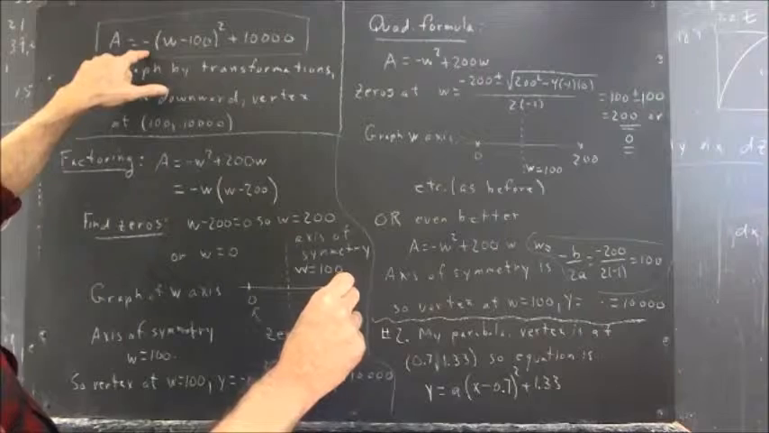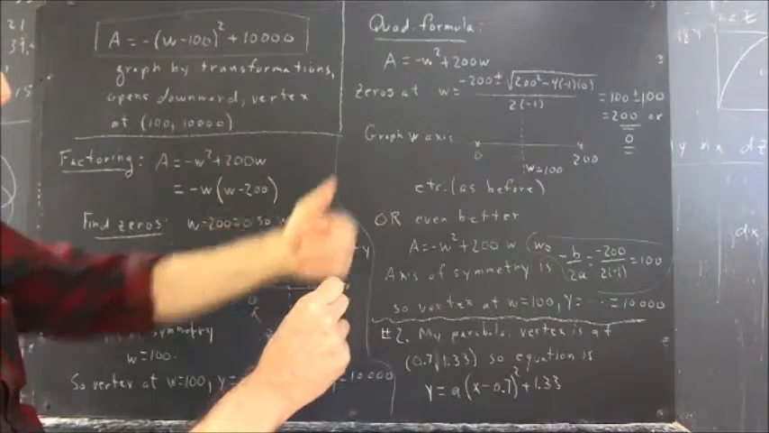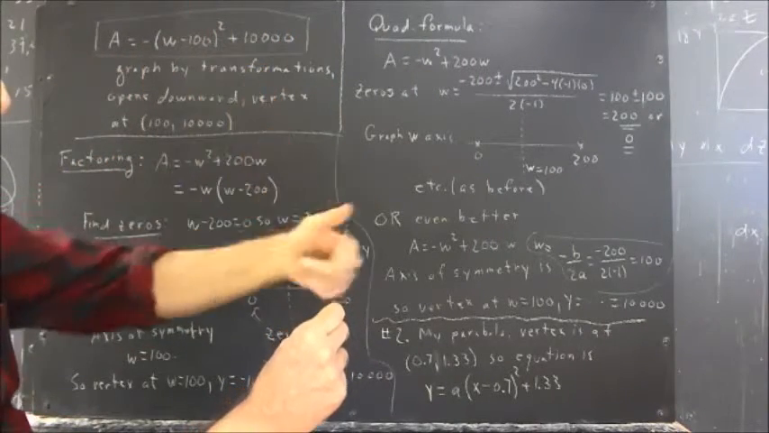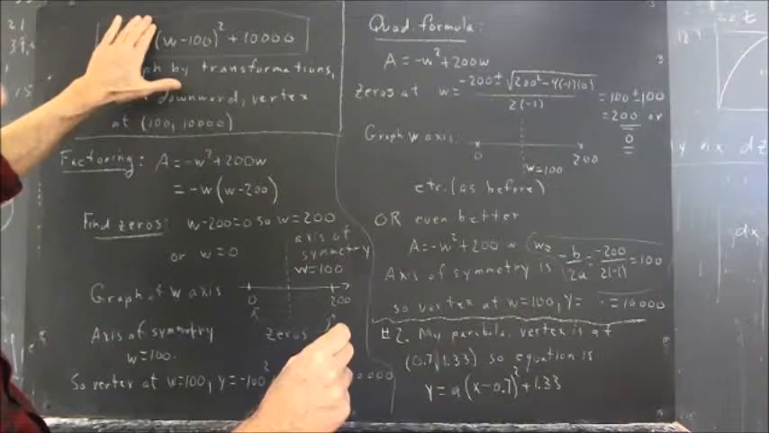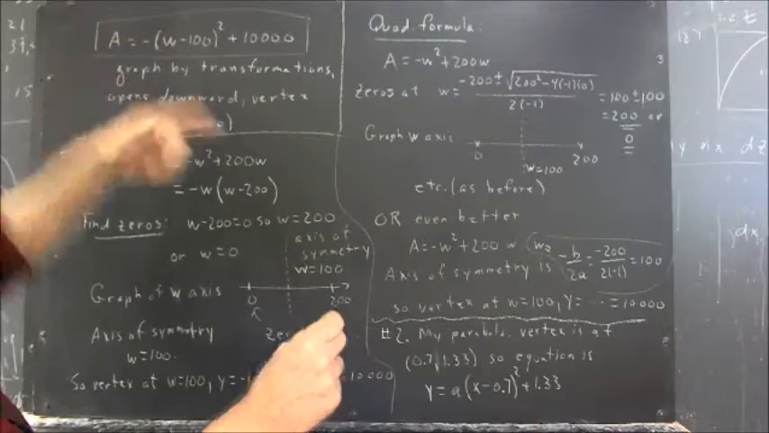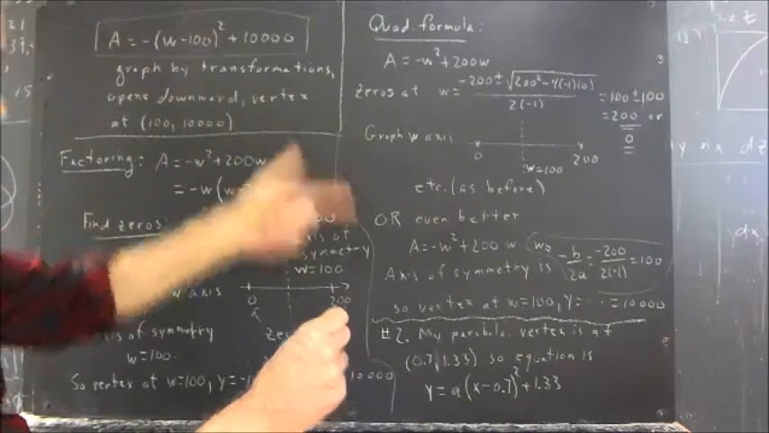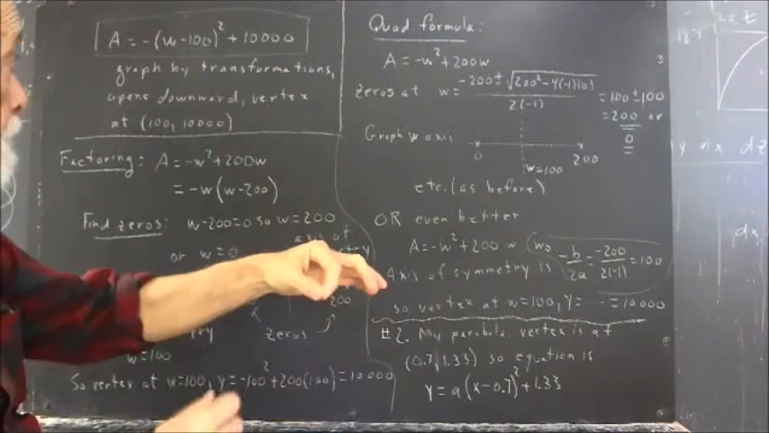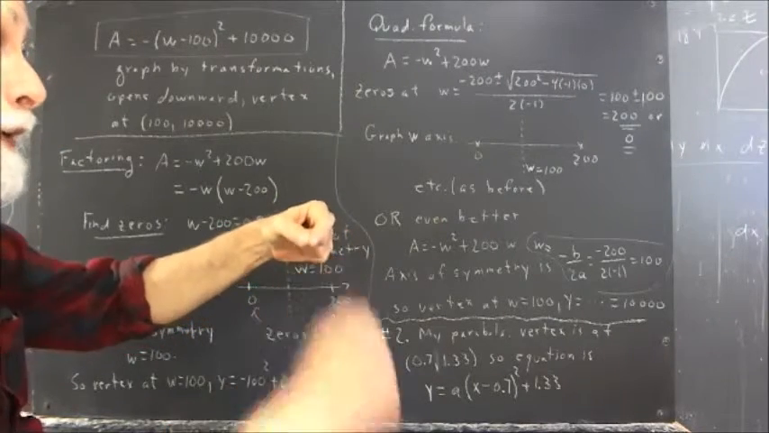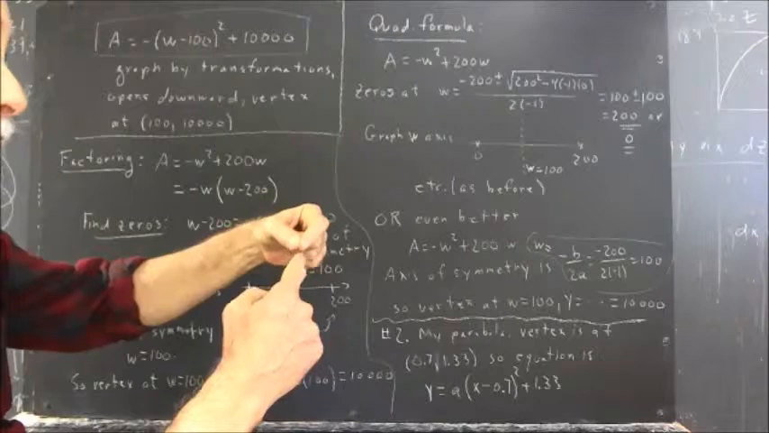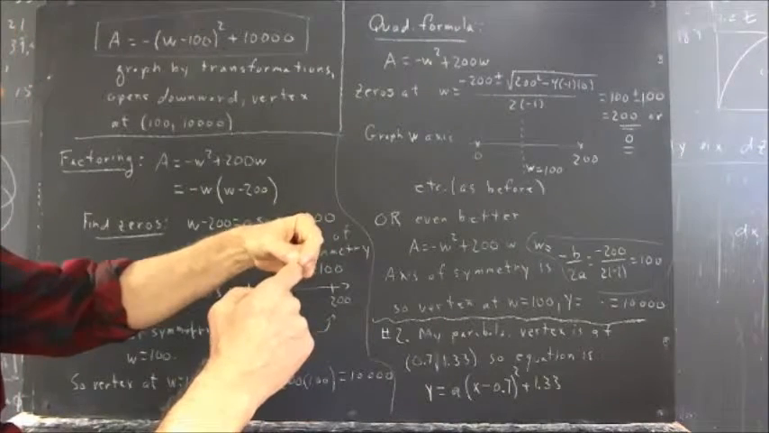We put the negative here, and that takes our parabola, which opens upward. The parabola W minus 100 squared opens upward, but put the negative in front of it, and that switches all our y values to negative. And now it's still got the vertex at (100, 0), but it opens downward. So the vertex is now the high point of that parabola.